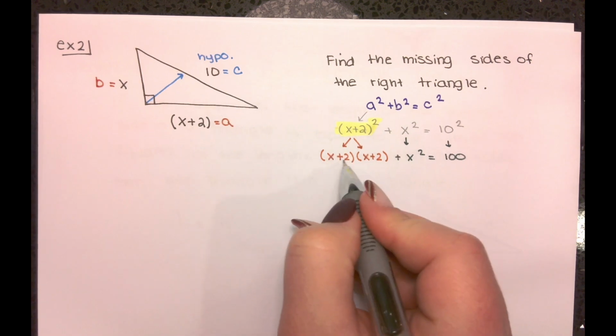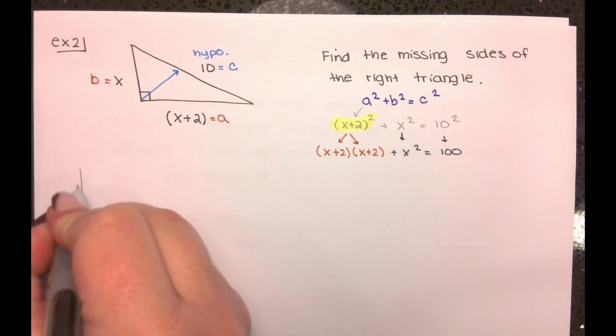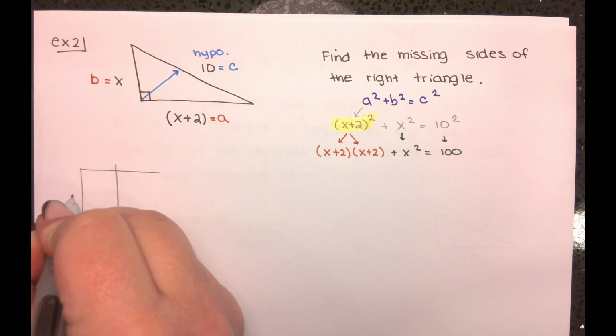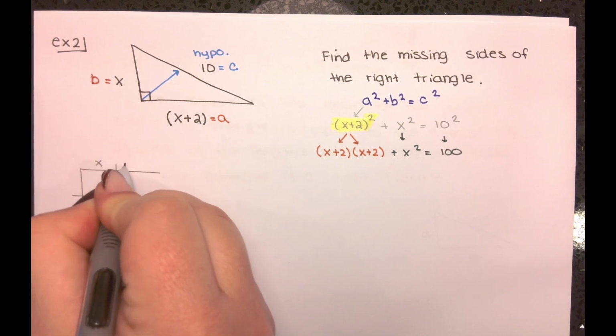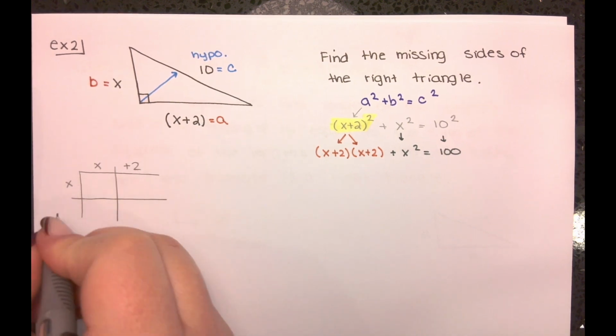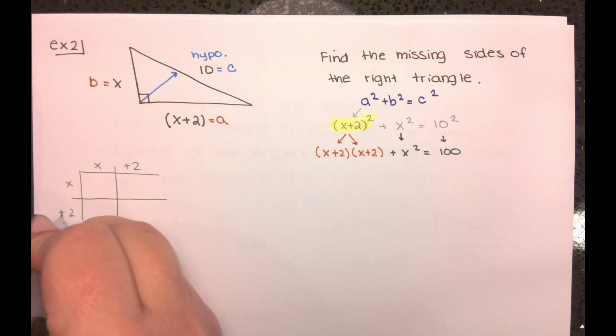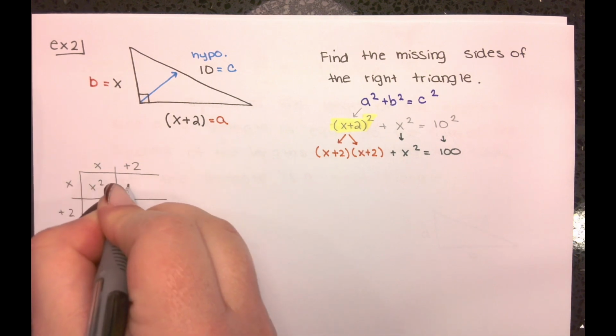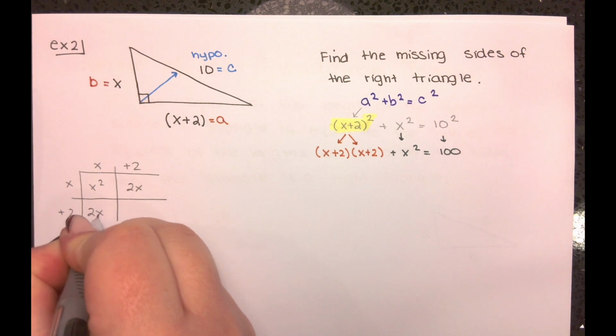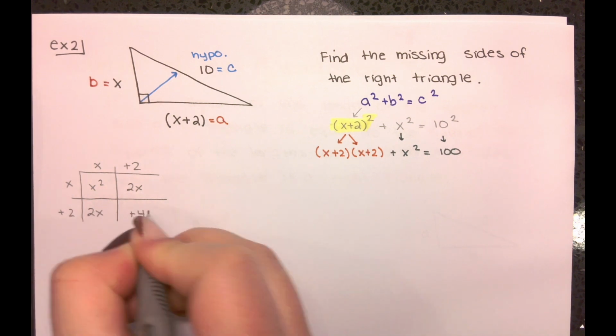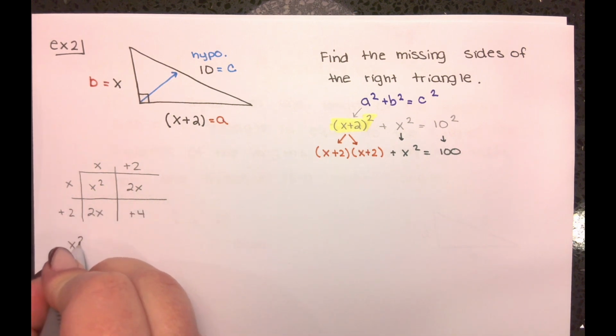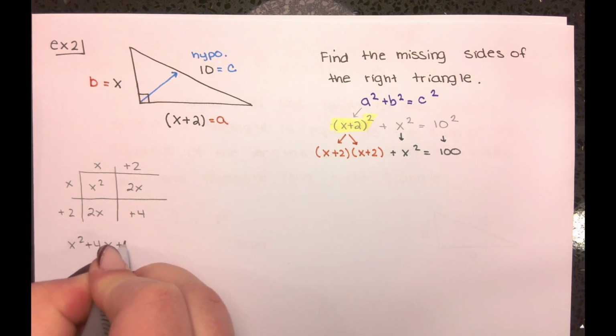Moving forward, you can do a box method here if you want, or you can distribute. I'll choose to do a box method here, and then I'll distribute on the other side so you guys can see both ways. We have x squared, 2x positive, 2x positive, 4. So that means we have x squared plus 4x plus 4.